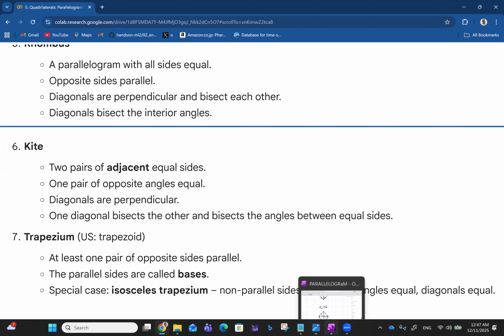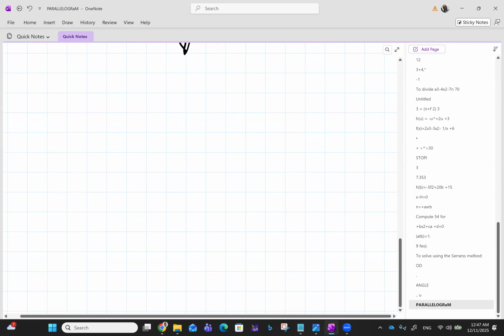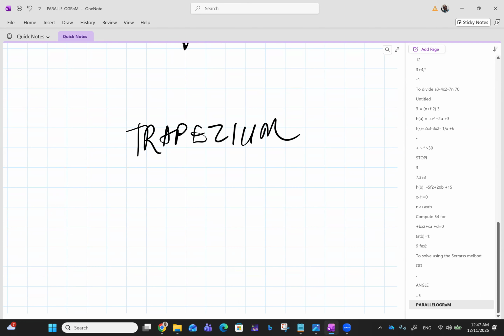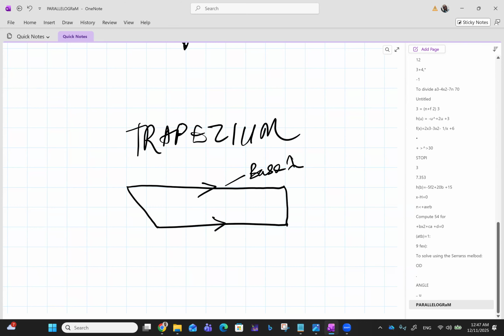But in a general sense, a trapezium is something like this, or what you can even call a trapezoid. For a trapezium, let's say this side is parallel to this side, maybe something like this, and this side is parallel to this side, right? But then there's nothing else, so that's the main thing you have here. So in this case, we can say this is a base. You can say this is base one and this is base two.